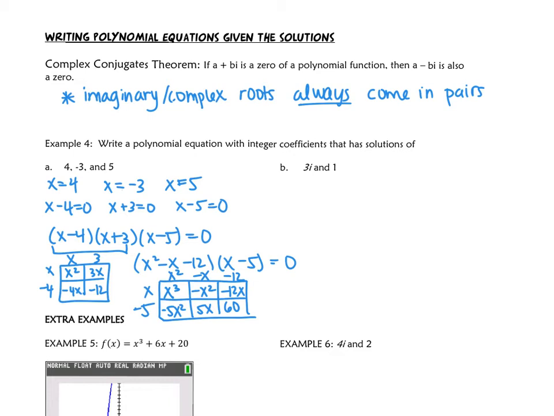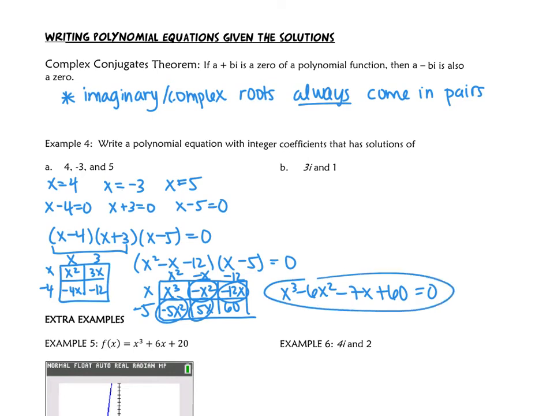We're almost done. Stick with me. Combining like terms, I have x cubed. Here are my x squareds. Then I have negative 7x plus 60. Do not leave your answer like this. Your answer needs to be an equation. An equation. So we set equal to 0. And that is our answer. So that's something that you've seen before.